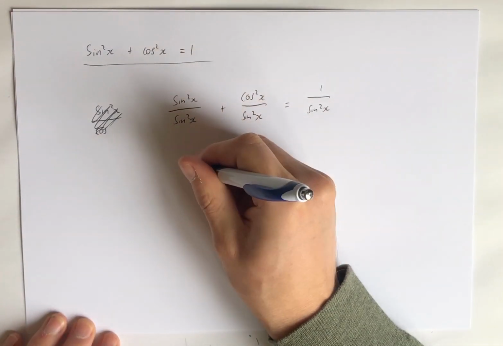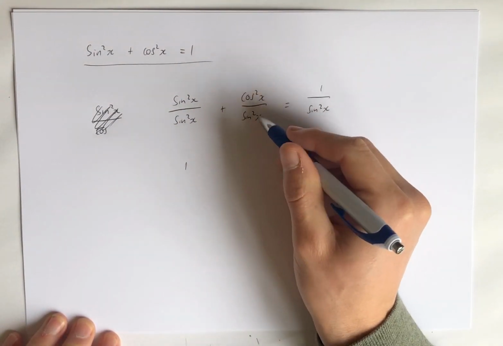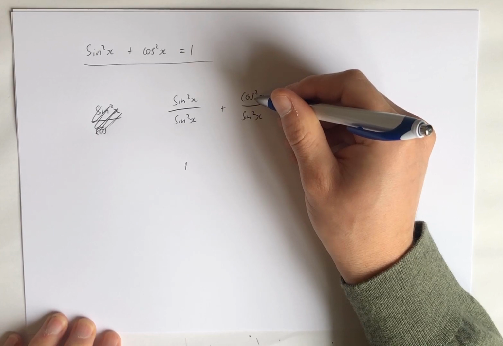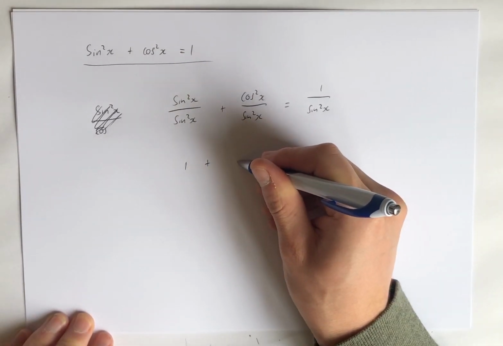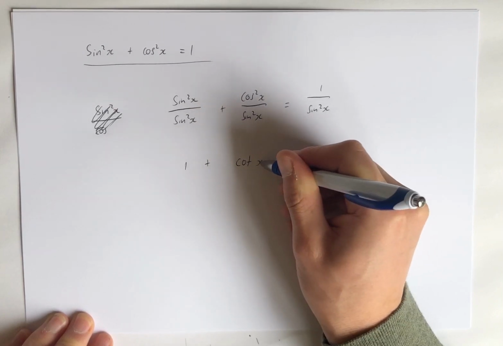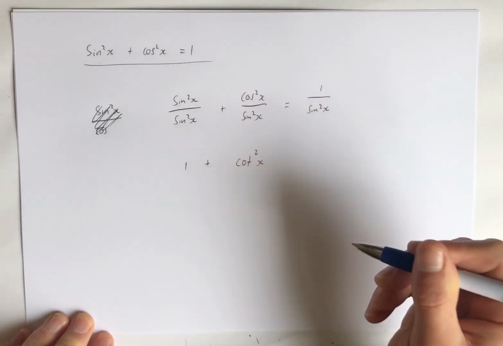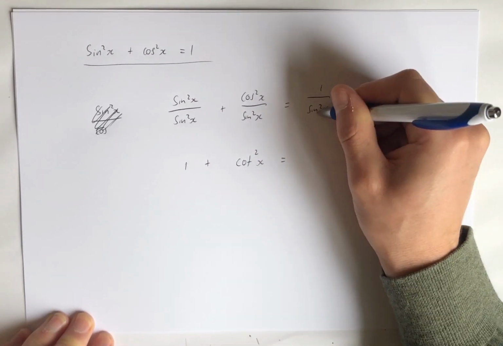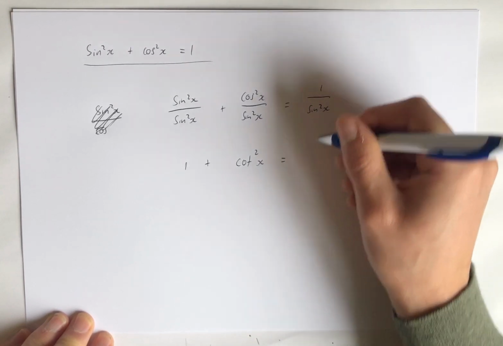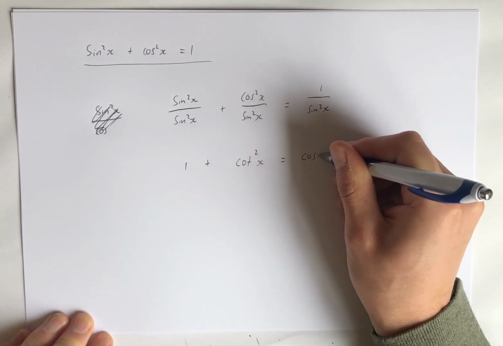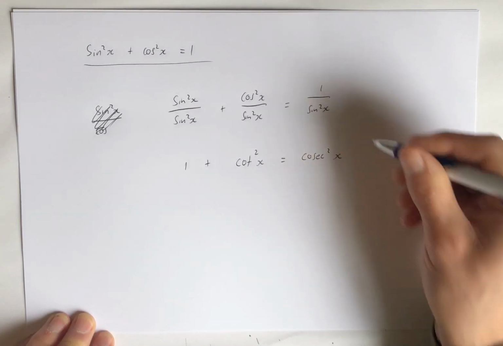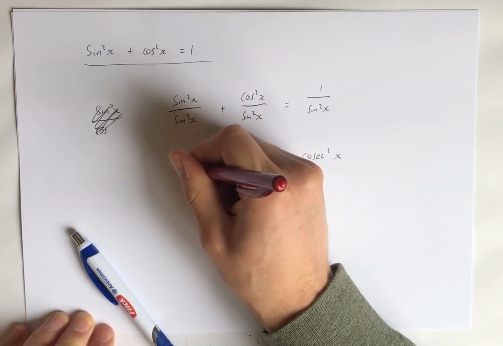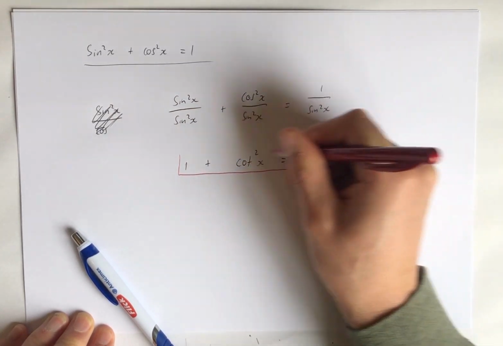Well, that's 1. This here, well, that's cosine over sine, isn't it? That's the reciprocal of tan. So this reciprocal of tan is cotangent, but it's squared. And that's equal to, well, that's cosec, isn't it? And that's cosec squared x. And so there's another identity.